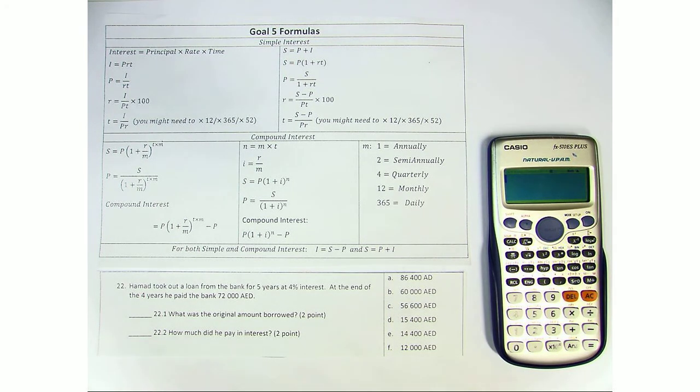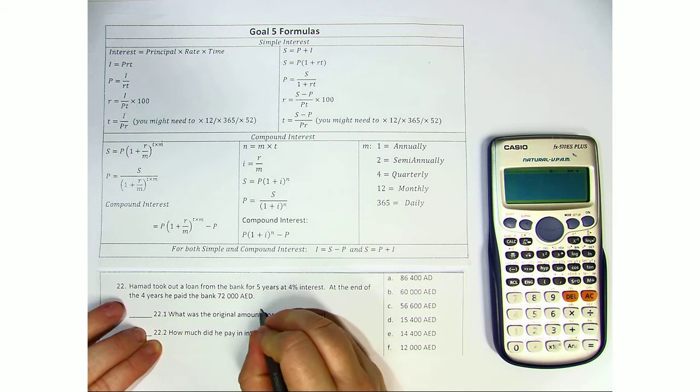Formulas. Number 22. Hamid took out a loan from the bank for 5 years at 4% interest. At the end of the 4 years, he paid the bank 7,200 dirhams. What was the original amount borrowed, and how much did he pay in interest? So they're asking what was the original amount borrowed.